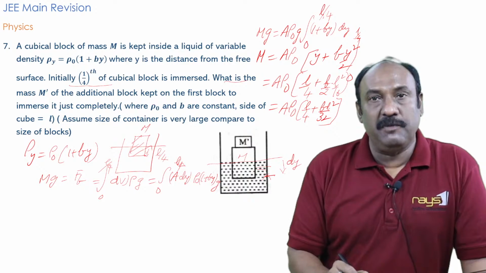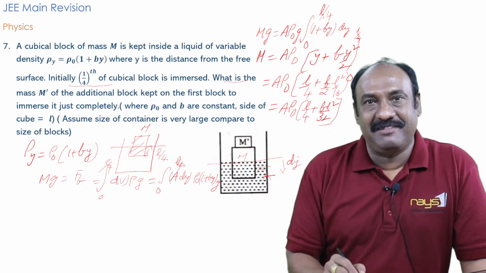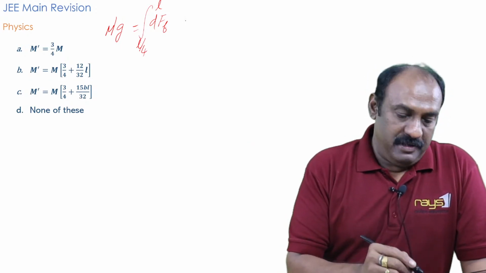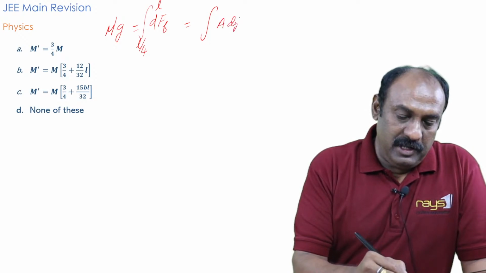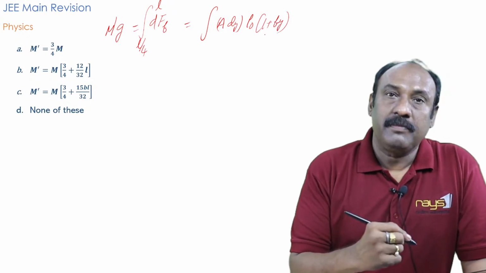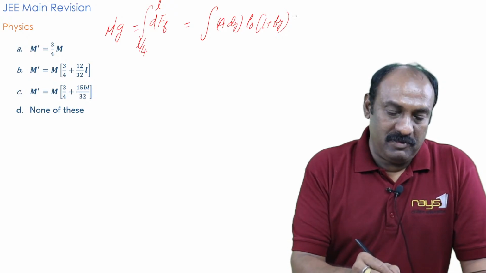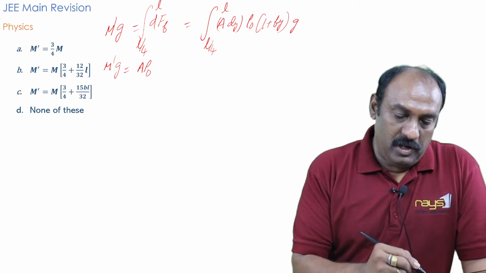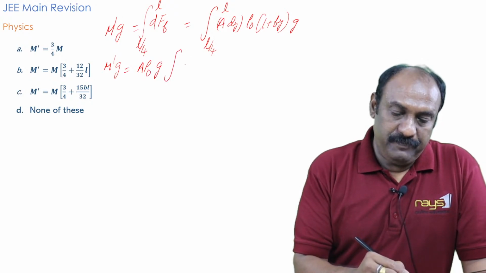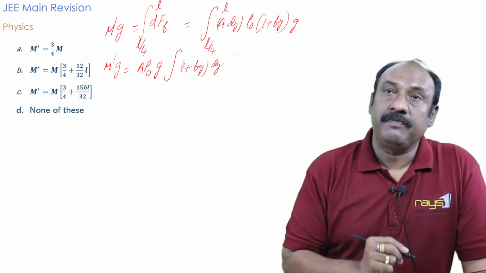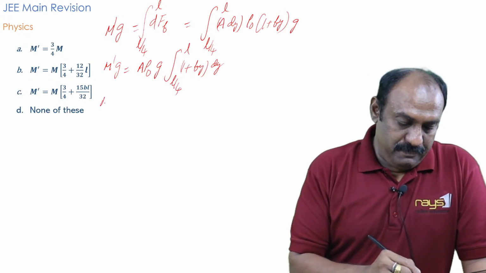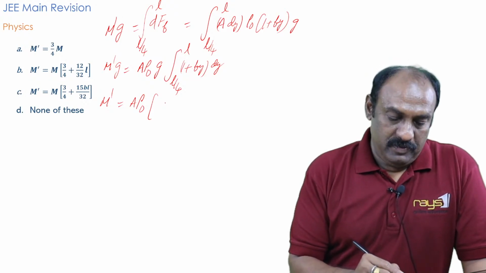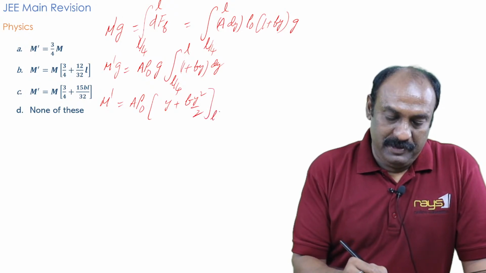So in between L by 4 to L, the additional buoyant force exerted by the liquid is equal to the additional weight placed over the first block, that is m dash g is equal to the integral of dF_b. So it is the integral of a dy into rho naught into (1 plus by) into g within the limits L by 4 to L. So m dash g is equal to a rho naught g into the integral of (1 plus by) dy within the limits L by 4 to L. So m dash is equal to a rho naught into, integration of 1 dy is y, so y plus b y square by 2 within the limits L by 4 to L.